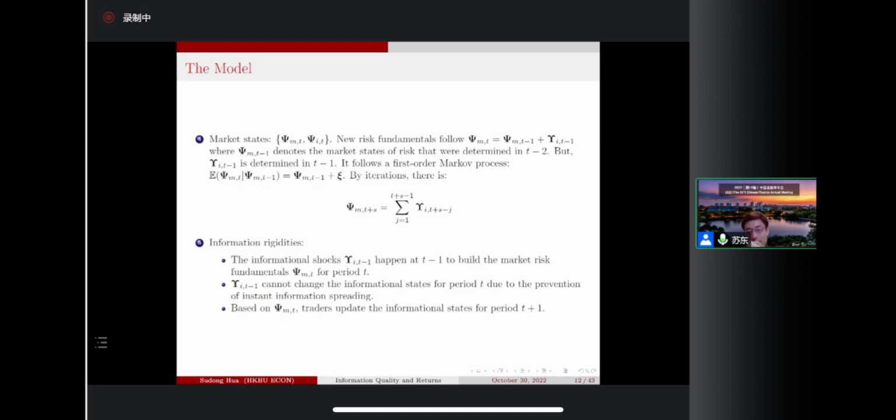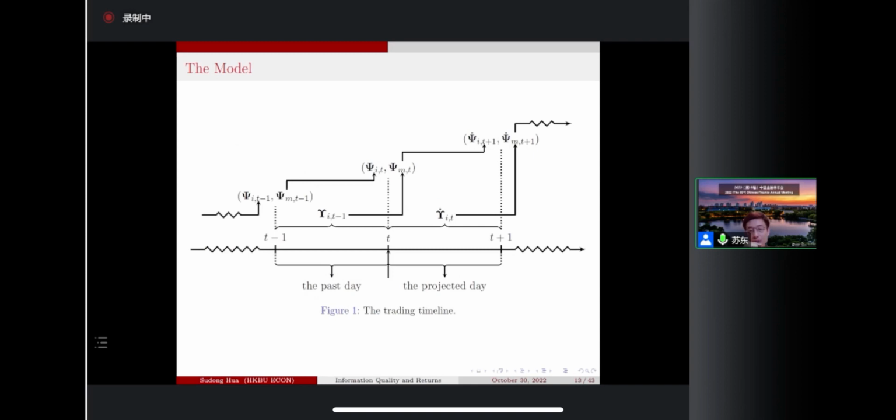So the market states, I assume they evolve following a first-order Markov process. So we can write the phi m like this. It's just like an AR(1) process, which is an MA infinity process. And the information rigidities, I can show the graph. So the gamma t, the large period gamma, are the shocks. They only affect the market risk fundamentals. And then these risk fundamentals can only affect the Bayesian learning for the next period. So the rigidity means the shocks in period t cannot directly affect the Bayesian learning next period, but the period after next. This is information rigidities.